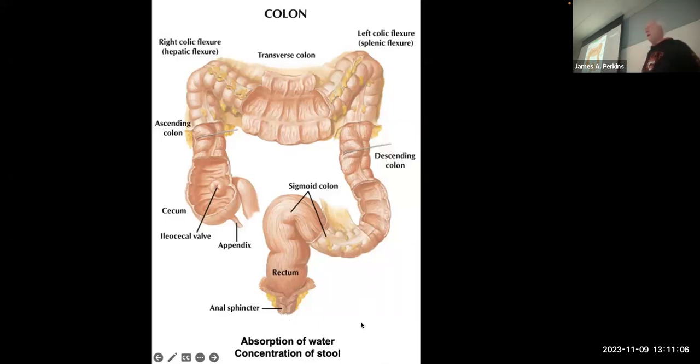So the colon has really one primary job, and that is to reabsorb water from the digested food, or what we would call stool at this point. The slide here says absorption of water and concentration of stool, but really that's doing the same thing. As you reabsorb water, the stool becomes more solid and more firm to actually make poop. At least, hopefully, you reabsorb the water to make the poop.